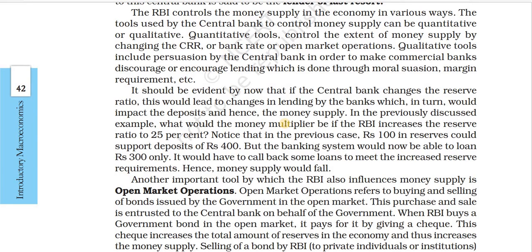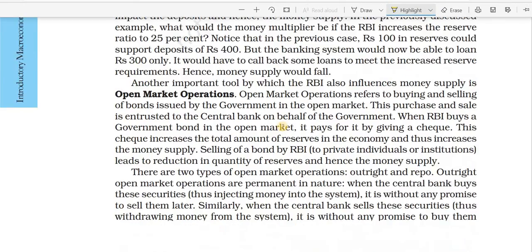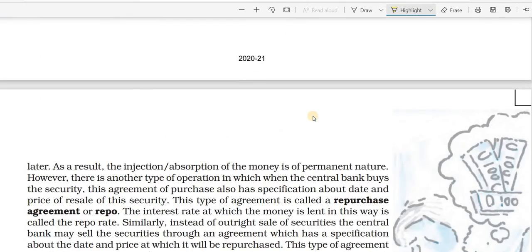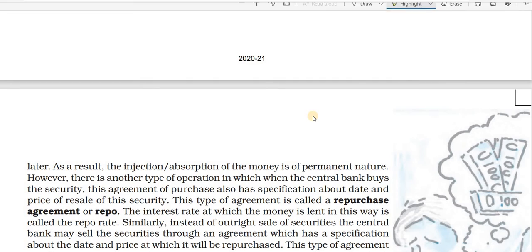Means when RBI purchases securities from the banks and public, it increases the volume of credit in circulation. Like that, it decreases the volume of credit also. Through this purchase and sale, RBI controls the money supply in the market. Okay, that one is the open market operations, means selling bonds by RBI. These are the money market operations.